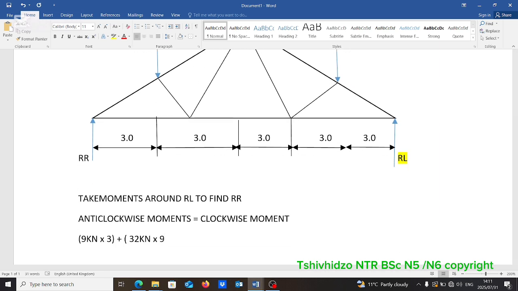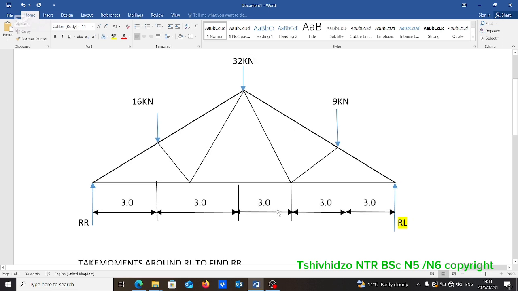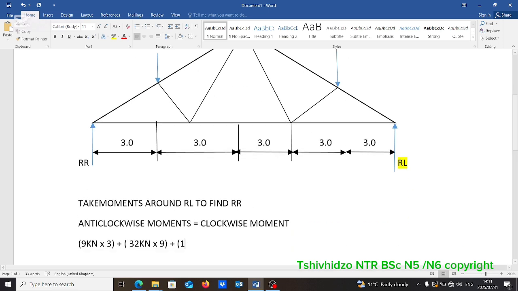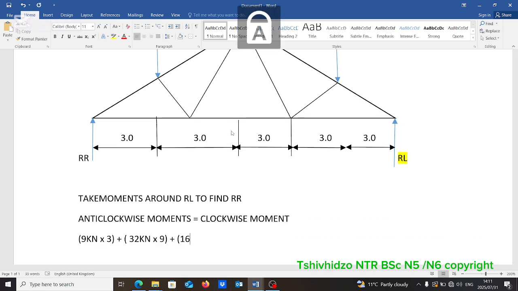9, then plus the last one, which is 16 kilonewton multiplied by distance. Our distance will be 3 plus 3 plus 3, 12.